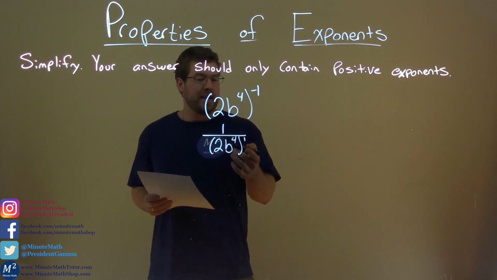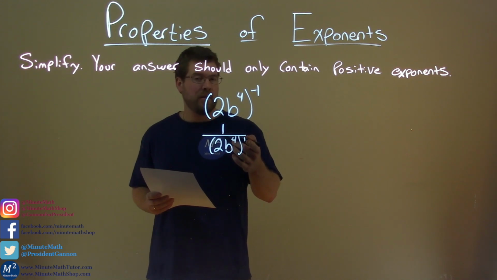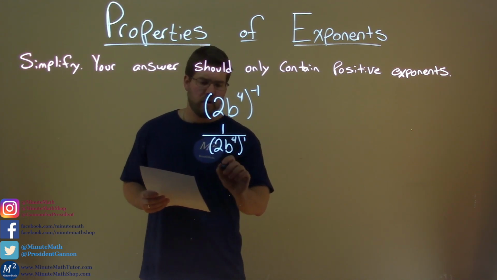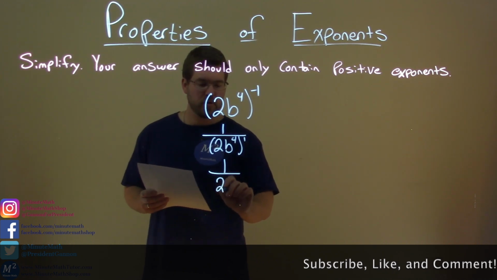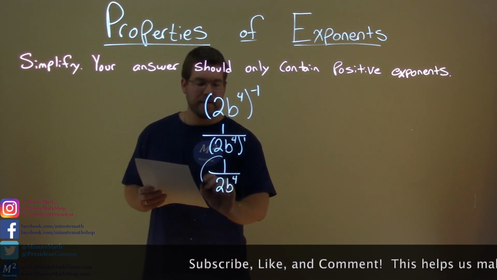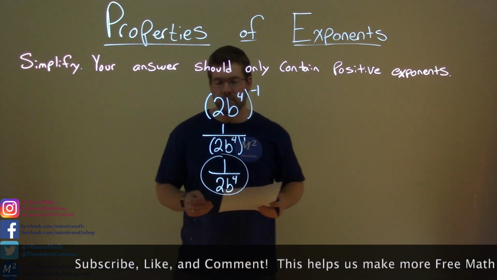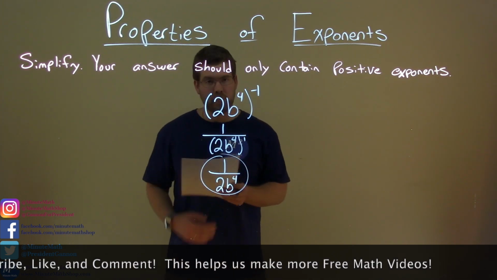And then now we don't really need to write anything to the positive 1 power. So we can rewrite this without the parentheses. And we have 1 over 2b to the 4th power. And that's it. That is our final answer. 1 over 2b to the 4th power.